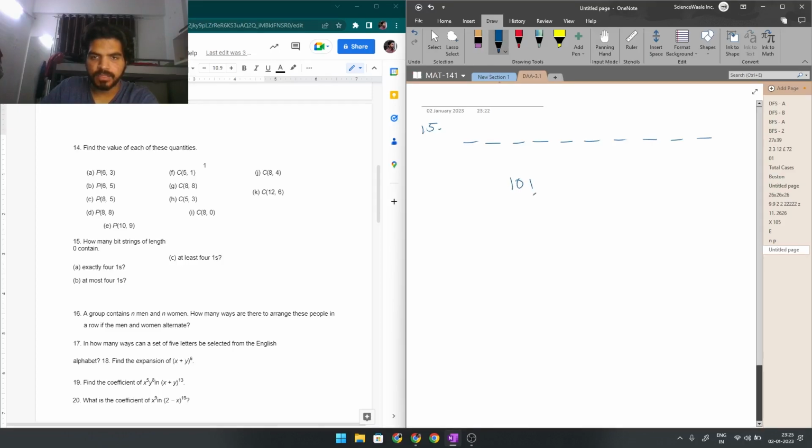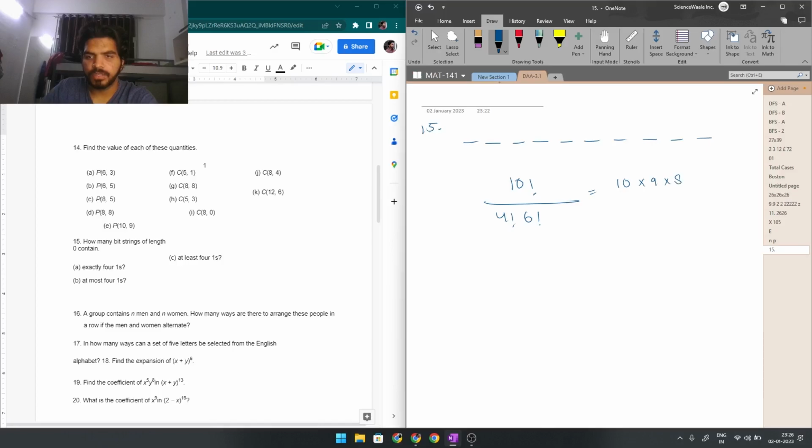Total we have 10 places, 10 factorial, and we will divide it by 4 factorial and 6 factorial. We will calculate the answer. That is 10 into 9 into 8 into 7, 6 factorial I have cut out because of this part. Now this will be 4 into 3 into 2 into 1. So 4 into 2, 8 deducted. This will be 3. That is 21, and 210. Answer for exactly 4.